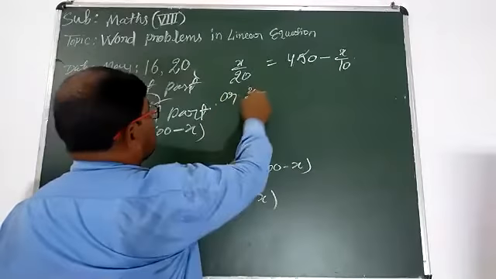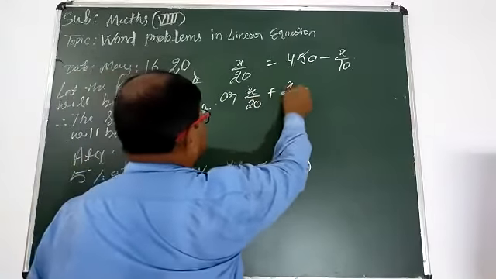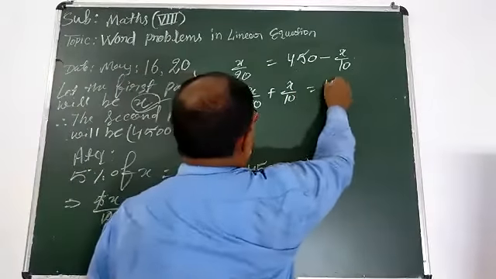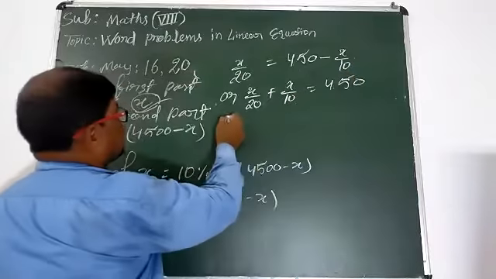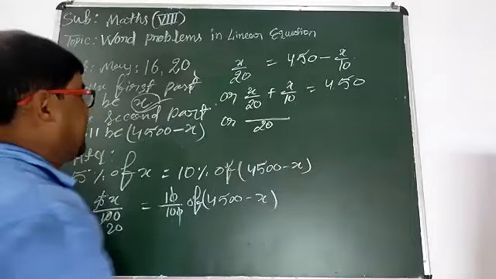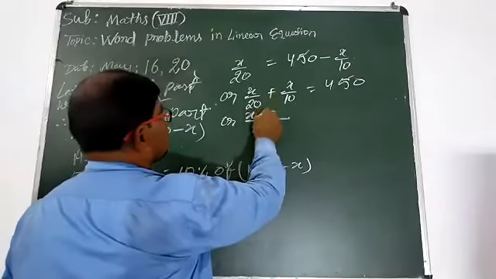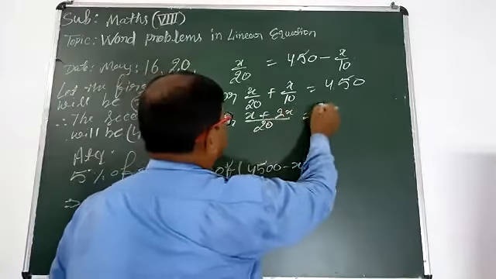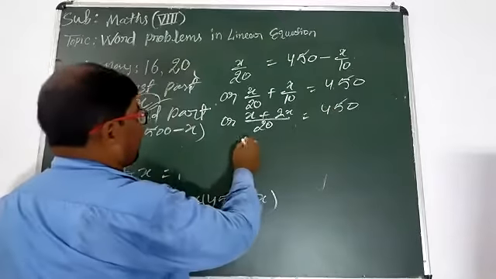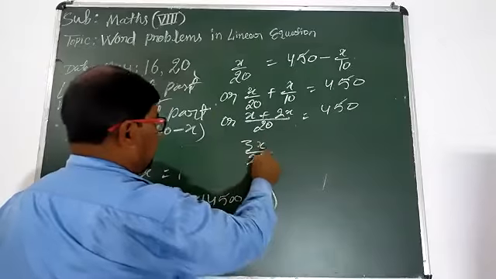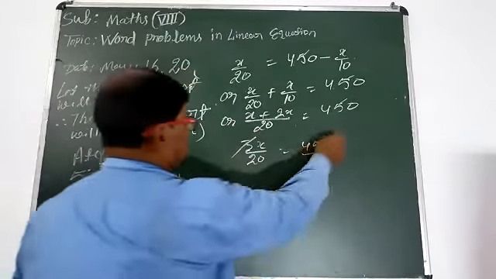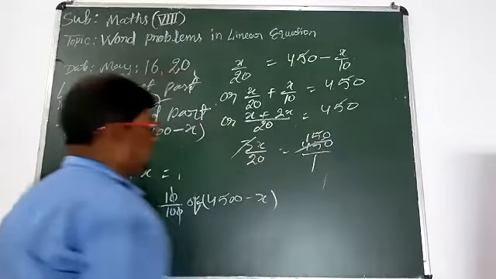Solve the linear equation. X upon 20 plus x upon 10, by transposition, equal to 450. Now student, the LCM of 20 and 10 is 20, because 20 is divisible by 10. So we get x plus 2x over 20 equal to 450. Understood? Now student, 3x upon 20 equal to 450 upon 1.